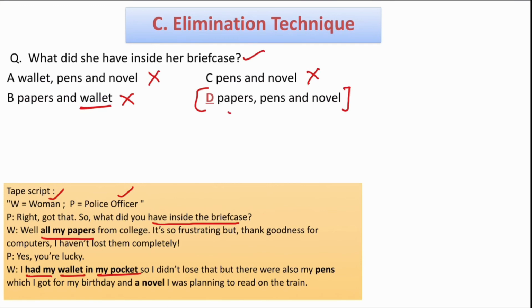She lost some of the papers. She said, "I lost my pens as well." And there was a novel she was planning to read on the train. So all three options match in the end. But from the first half of the interview, you can realize that by ruling out all the wrong options, you will reach your correct answer.